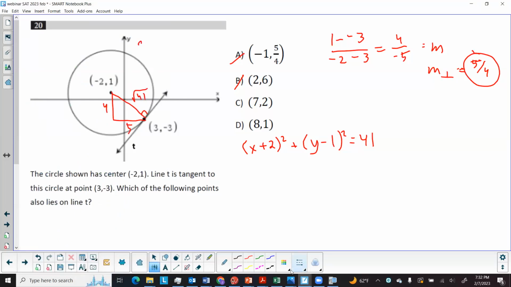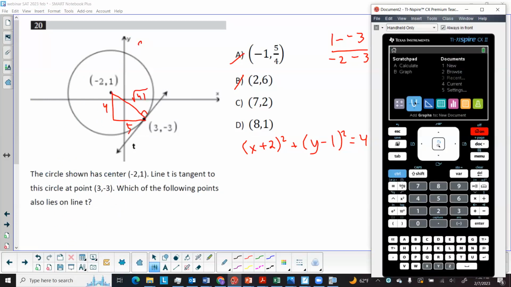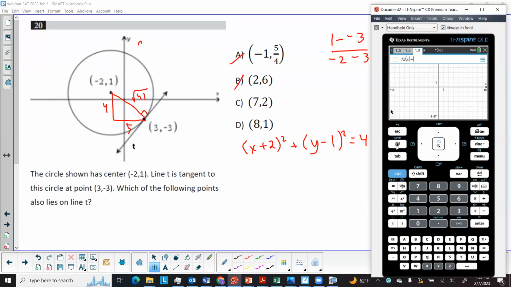Let's go back to this. If you haven't seen the relation command, this is another way you could type in this circle, is to use relation.